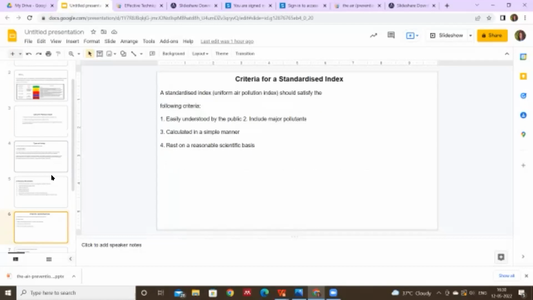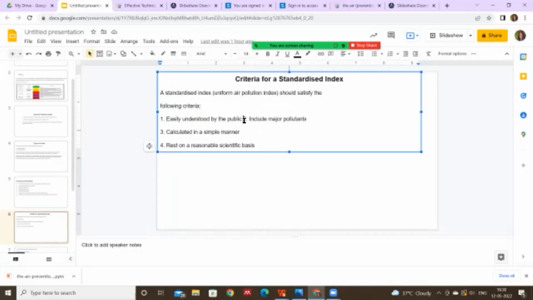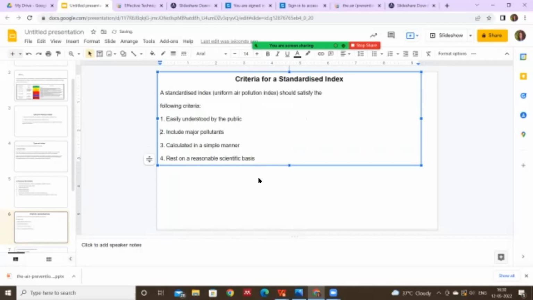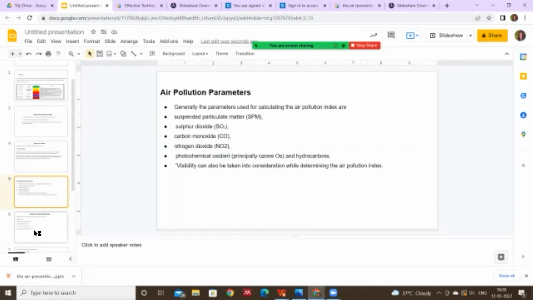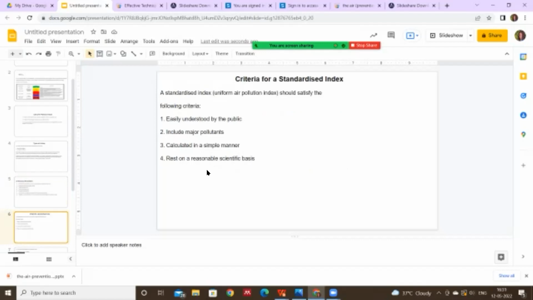A standardized index, uniform air pollution index, should satisfy the following criteria. Okay, easily understood by the public. कशा प्रकारे बनवलाय, ओके. सो अशा प्रकारे इंडेक्स बनवलाय ज्याच्याकडून इझिली अंडरस्टूड बाय द पब्लिक, पब्लिकला ते इझिली समजलं पाहिजे. सेकंड आहे इन्क्लूड मेजर पोल्युटंट्स. आपण बघितले, दीज आर द मेजर पोल्युटंट्स. Calculated in a simple manner, then rest on a reasonable scientific basis. These are the criteria for standardized index.